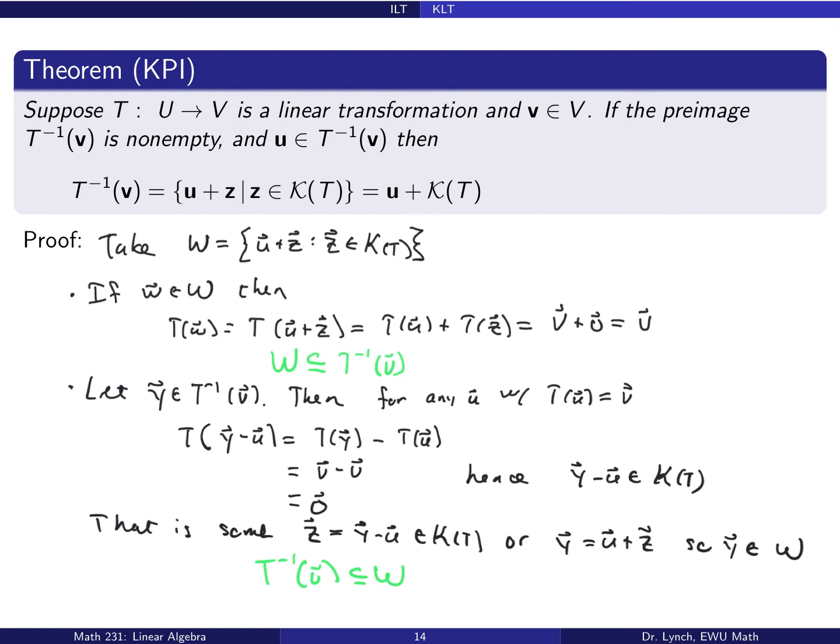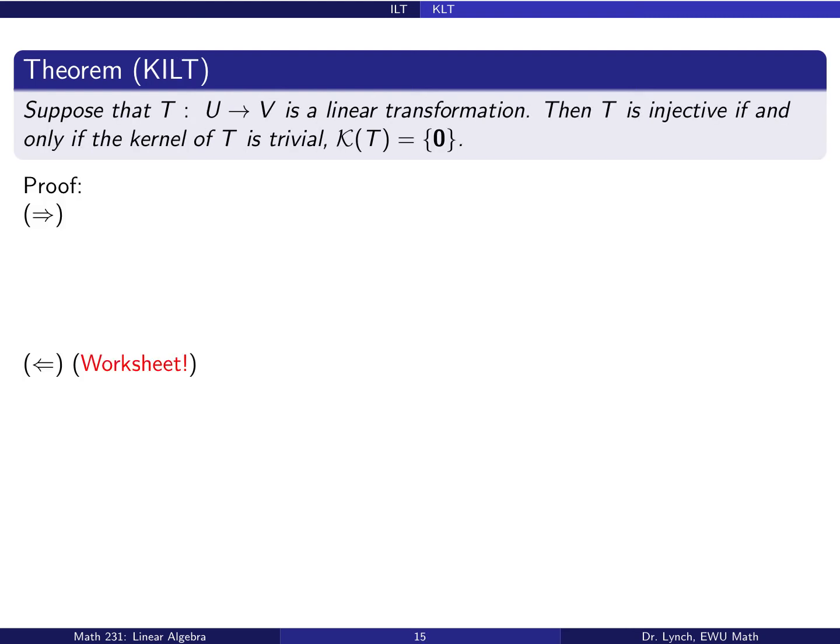So we see then that Y is in the set W, so everything in the preimage of V is also in the set W. This is a statement of set equality and shows us that T inverse, that is, the preimage of V, is equal to the set W. Okay, so here's a proof.